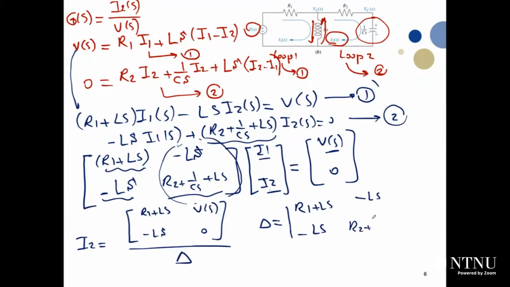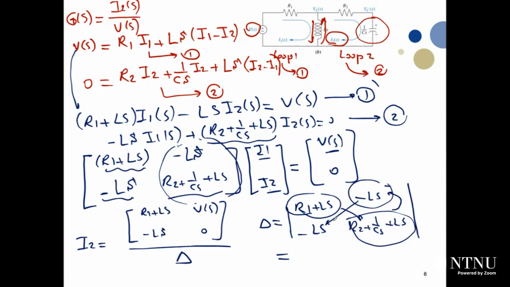This one, it's R2 plus 1 divided by CS plus LS. If you want to get this value, it will be that value multiplied by that value minus this value multiplied by this value. So I will write it, and we don't need to solve it in details. So it will be R1 plus LS multiplied by that part, which is R2 plus 1 divided by CS plus LS, negative, this one negative, negative plus, so it will be negative L square S square. So it will be like that part.